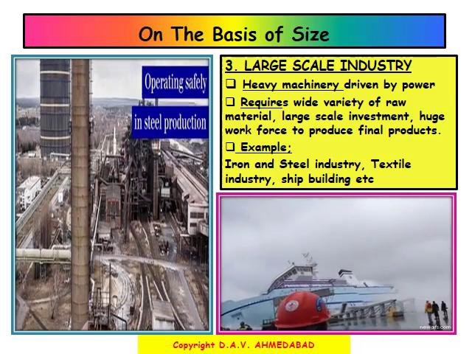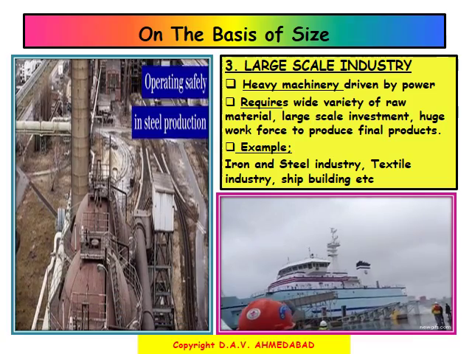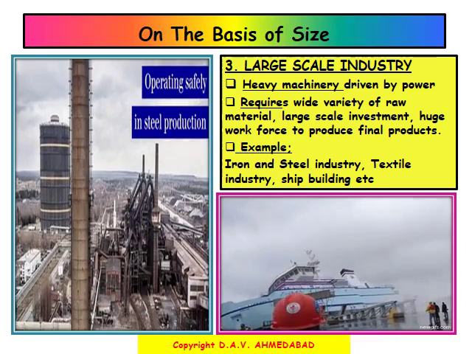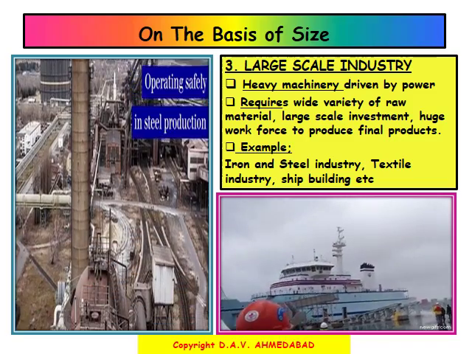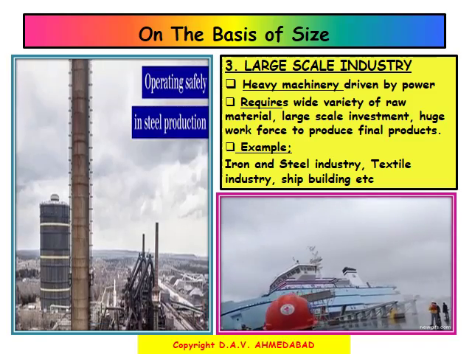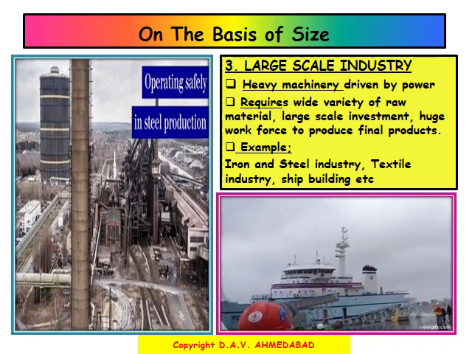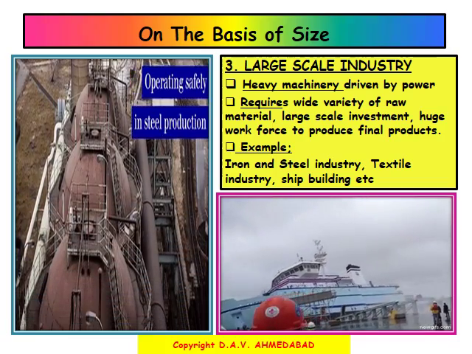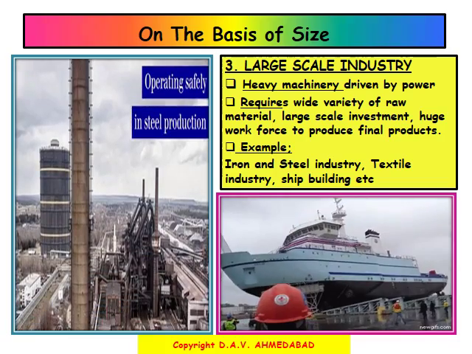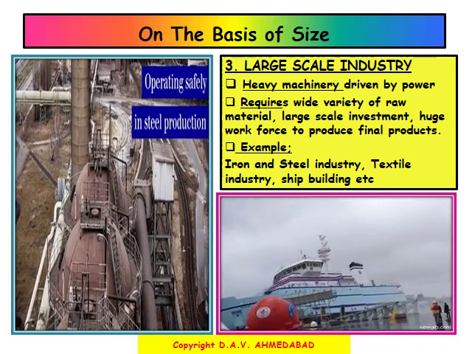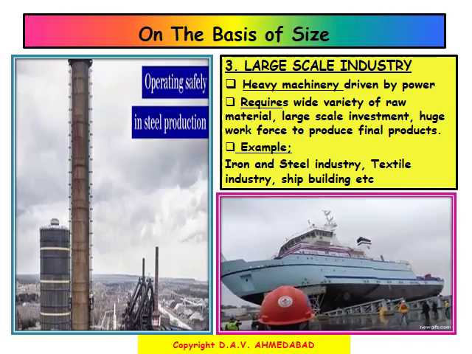Industry on the basis of size. Third one, the large scale industry. Now, from large scale industry, it is very well understood that heavy machinery is involved, which is driven by power. It requires a wide variety of raw materials, large scale investment, and a huge workforce to produce the final products. For example, iron and steel industry, textile industry, shipbuilding industry.